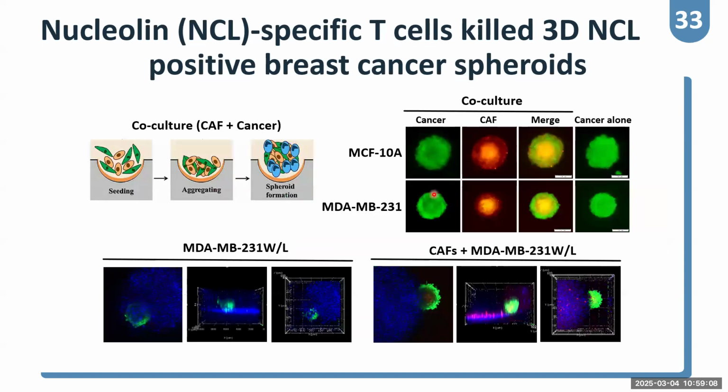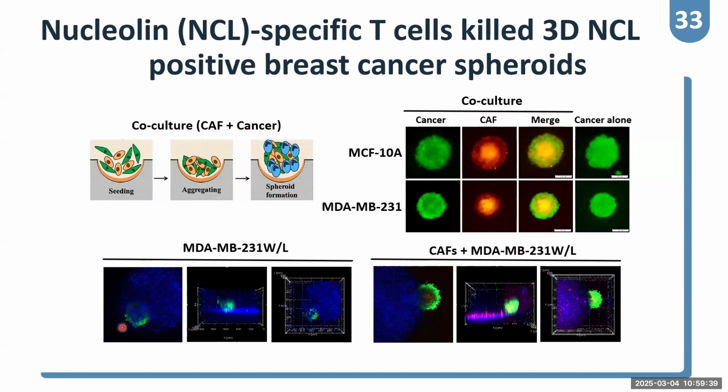Okay, and also we can mix together not only the cancer cell, but also the cancer-associated fibroblasts to form the 3D structure like this. We label the cancer cell with the green color and the cancer-associated fibroblasts in the red color and see how they join together and form the 3D structure. And also we can show that the cancer-associated fibroblasts can protect the cancer cell from the T cell killing.